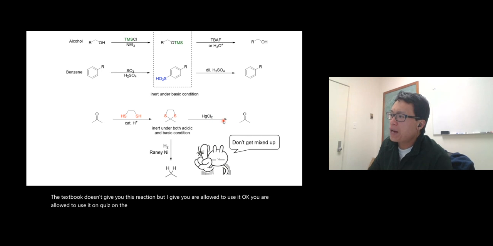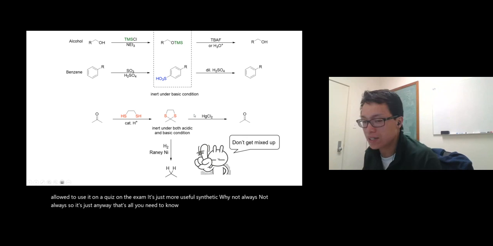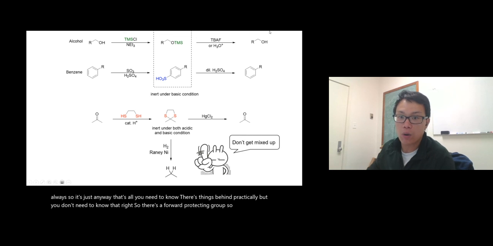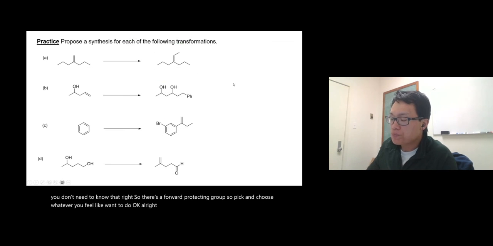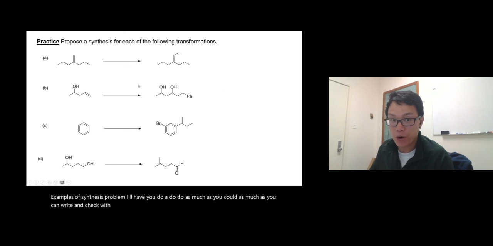It's just more useful, synthetically. Not always, but anyway, that's all you need to know. There are things behind it practically, but you don't need to know that. So that's it for protecting groups. Pick and choose whatever you feel like doing. There are four examples of synthesis problems. I'll have you do as many as you can, and check with me in the next video.